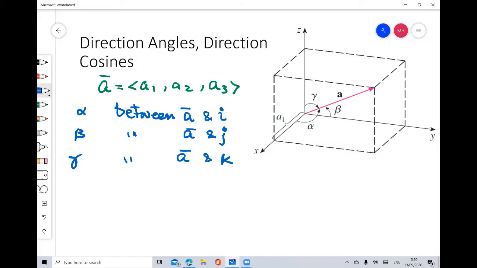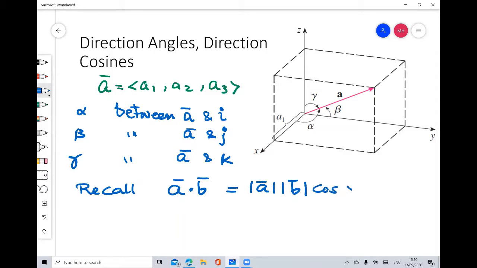First of all, we recall from the dot product, the dot product between two vectors A dot B is given by the geometric definition: magnitude A times magnitude B times cosine theta, where we said that this theta is the angle between the two vectors and it ranges from 0 to pi. I want to use this definition in our case.